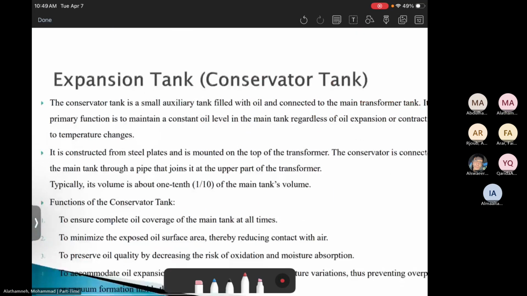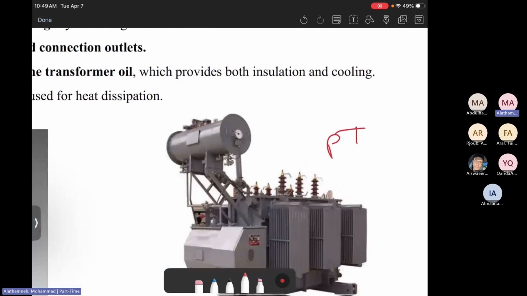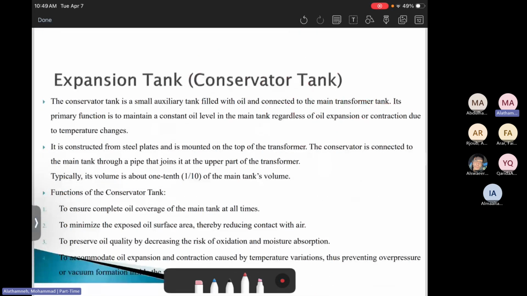Okay, the expansion tank, the conservator tank. What is the point of using this? The conservator tank is filled with oil as well. It just provides backup oil for the main tank. Why do we need backup oil for the main tank? Because sometimes, due to the weather, in heat the oil will expand, and on cold days the oil will shrink. So we need the conservator tank for the expansion and contraction due to temperature changes.